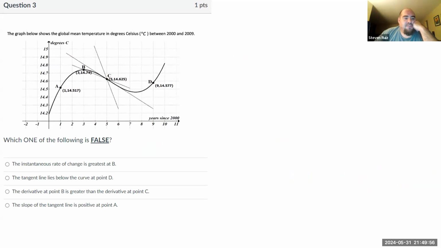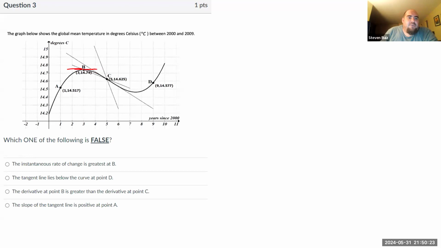So let's go through each one. The instantaneous rate of change is greatest at B. So let's look at B. You're talking about instantaneous rate of change, and we're looking at a graph. So if at all possible, let's try to estimate the instantaneous rate of change at B by drawing a tangent line. It looks like B, because it comes to a peak there.